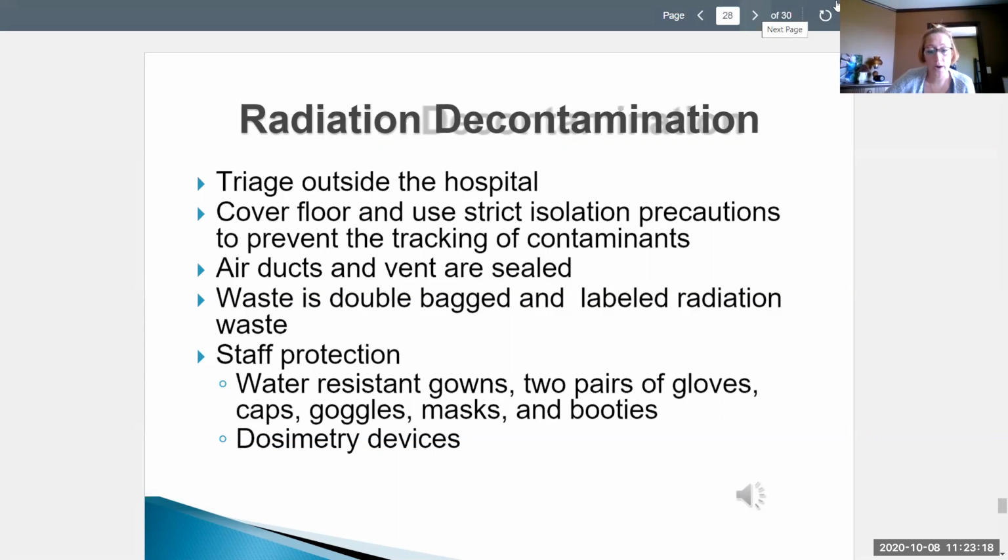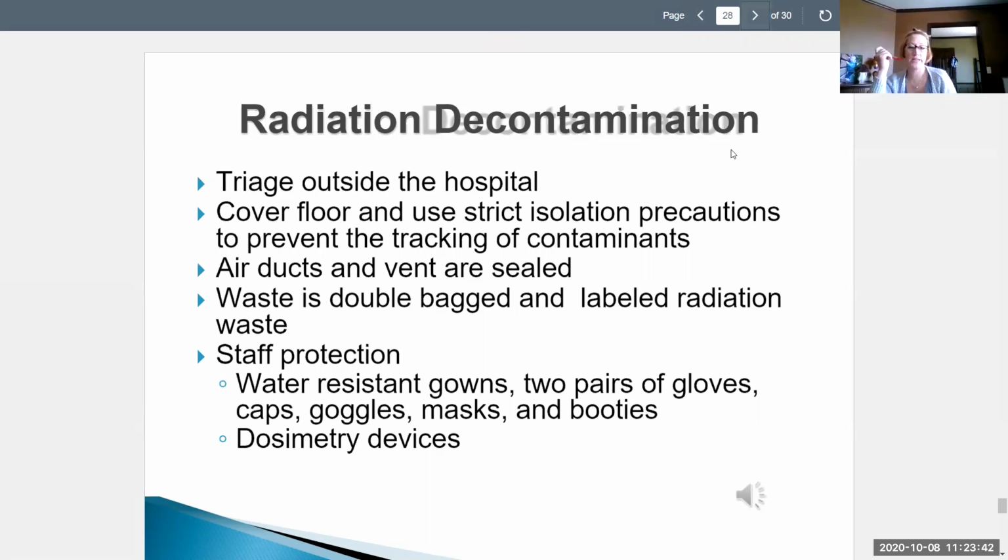Staff protection: water resistant gowns, 2 pairs of gloves, caps, goggles, masks, and booties. And then dosimetry devices that measure the level of radiation you're receiving. So that alerts you to when you've been having too high of exposure and that you need to leave the area. So those dosimetry devices are really important as well.